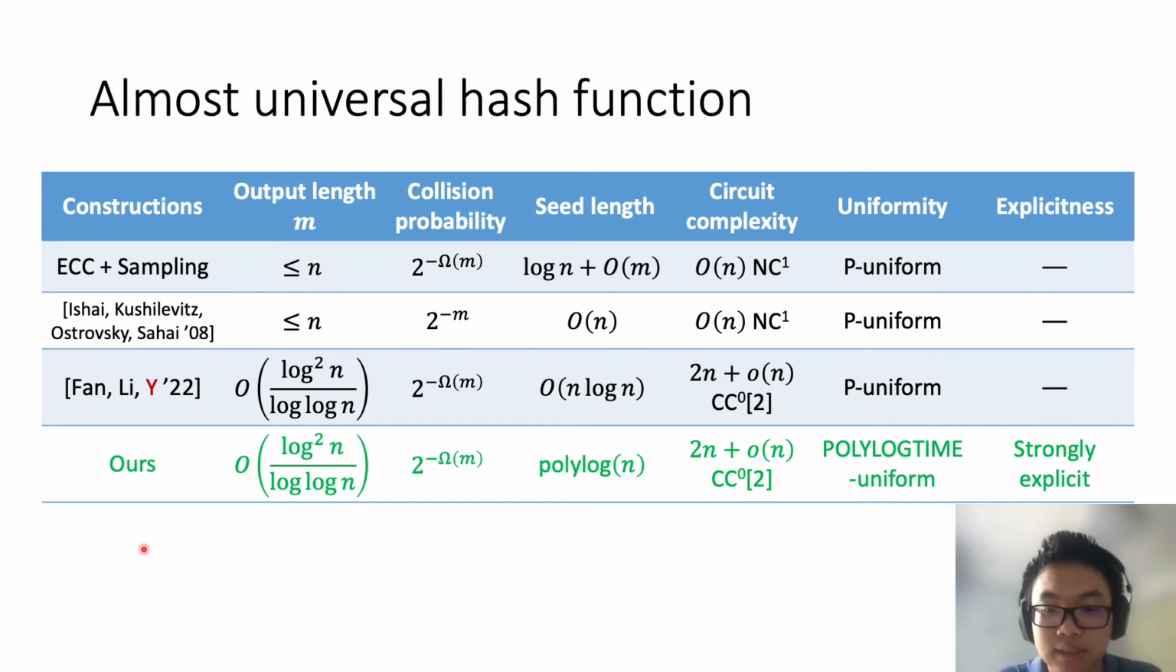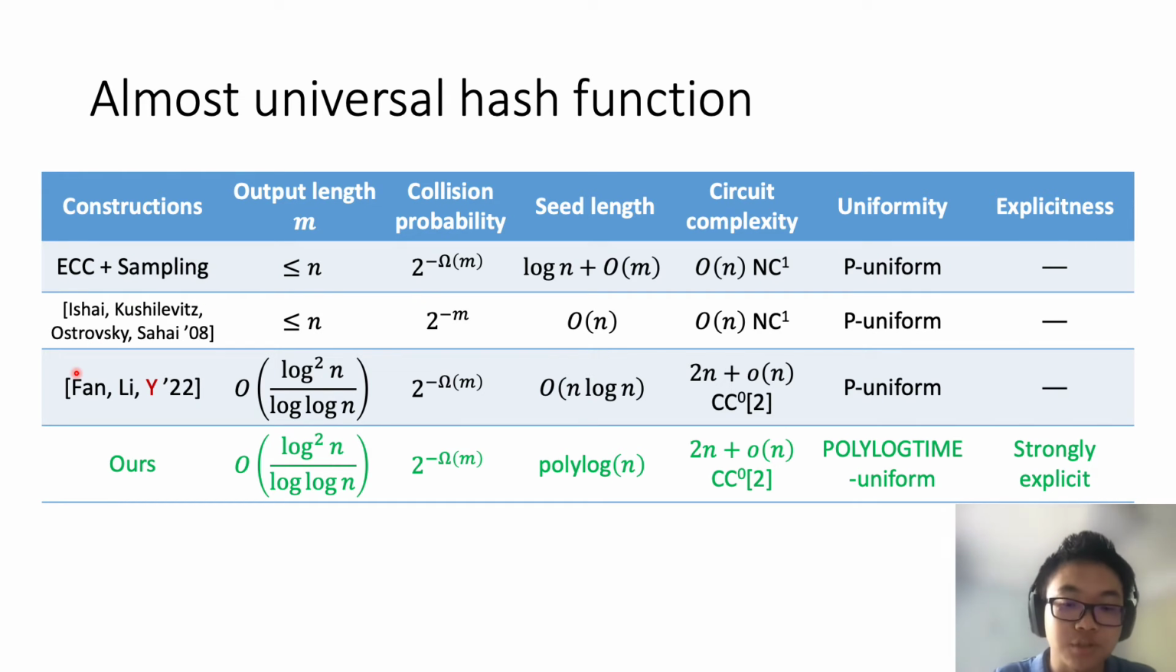We keep the circuit size to be 2n plus little o of n in AC0, but we reduce the seed length from the original superlinear to be polylogarithmic. In addition, our construction is polylog time uniform. Each edge can be printed in polylog time, and our construction is strongly explicit. I still haven't defined its strong explicitness, but I will define it in a minute. So our hash function is a strict improvement over Fan, Li, and Yang.